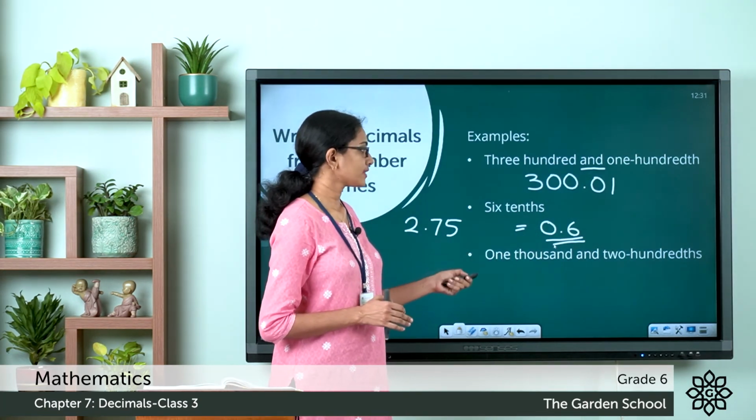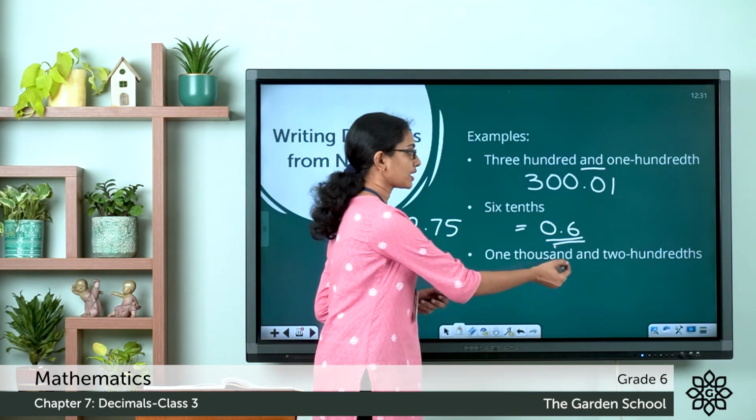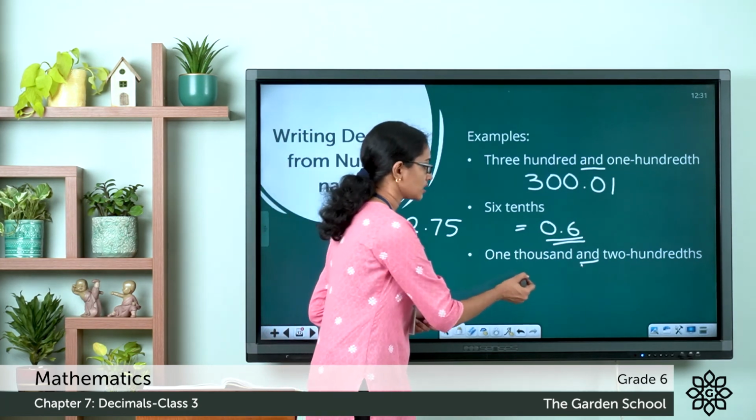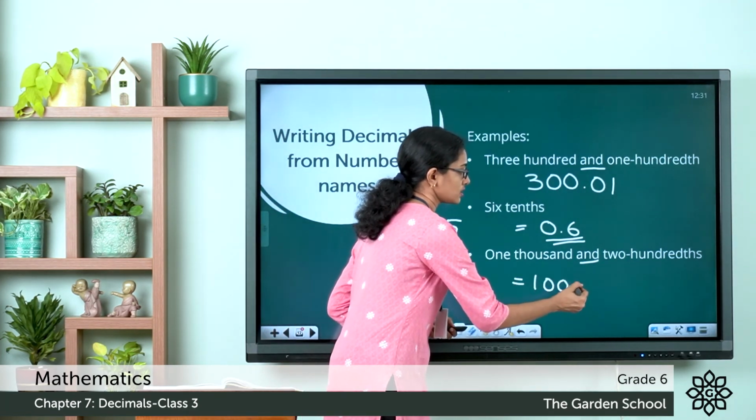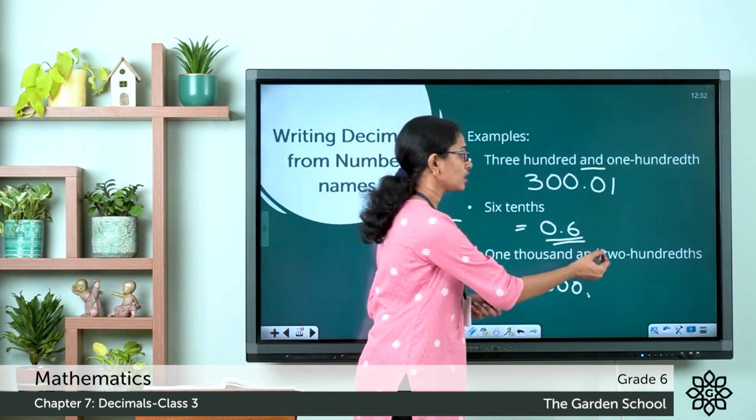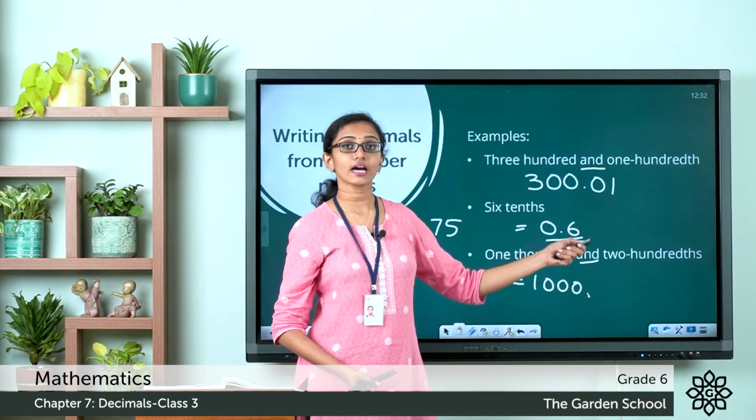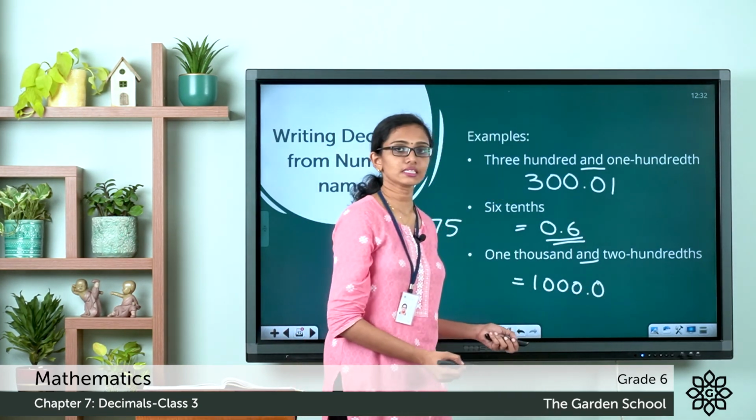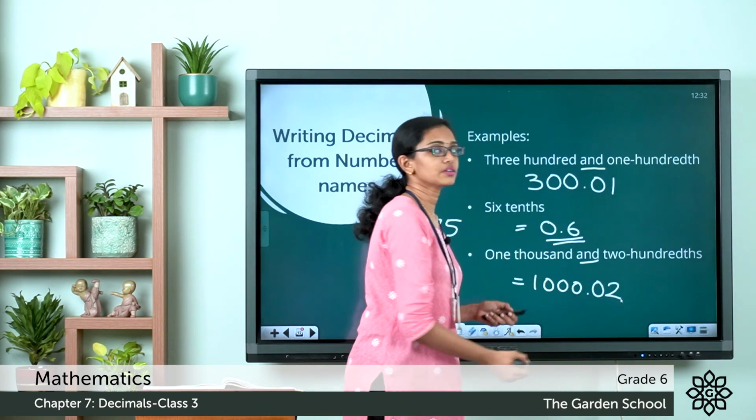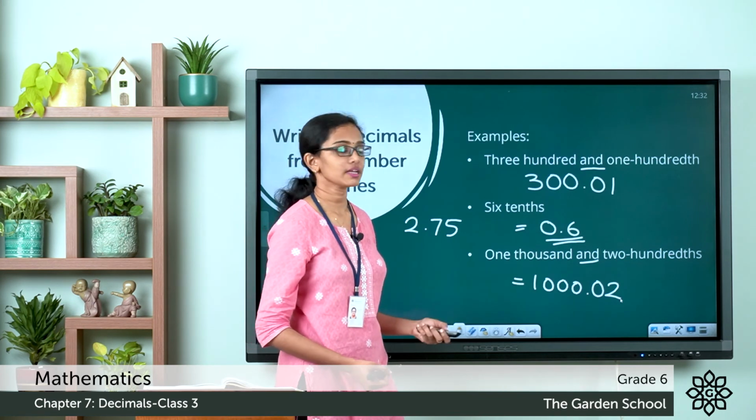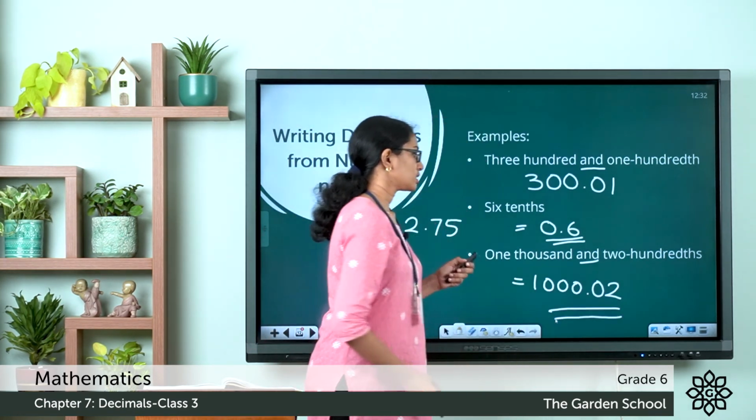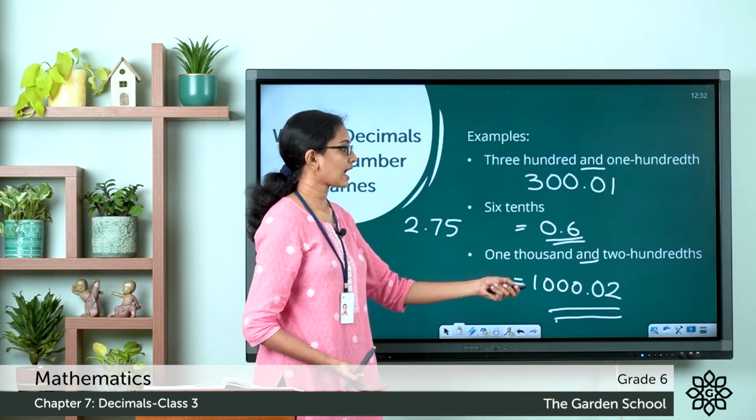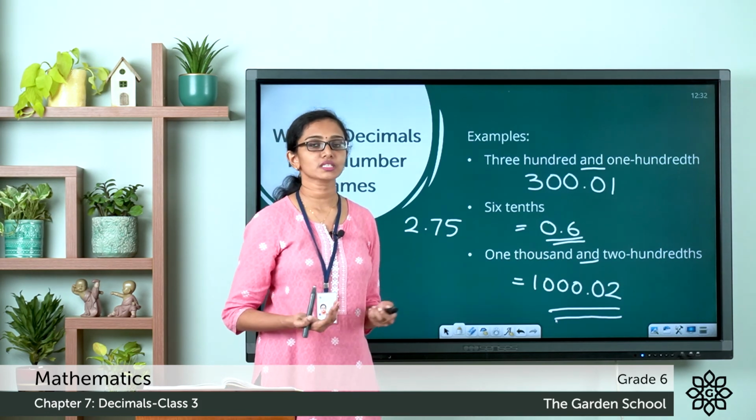The next one is 1000 and 200. See the word and which represents the decimal point. So here we have the whole number part. So 1000, how do we write it? 1000, then for and we put the decimal point, then 200s, which means the digit 2 in the 100th place. There is no digit in the 10th place, so you can put a 0 for the 10th place, then the digit 2 in the 100th place. So the corresponding decimal number for the given number name is this 1000 or 1000.02, which is also read as 1200. So I hope this is clear to you.